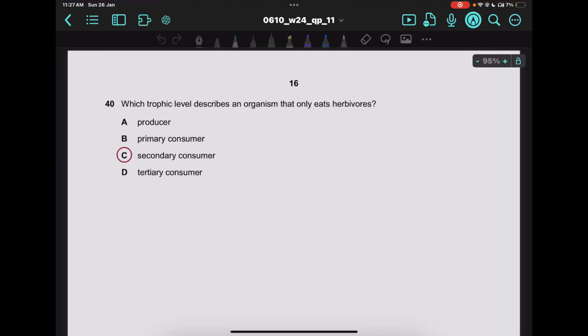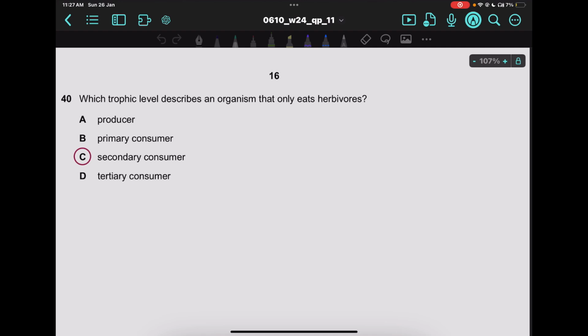40. Which trophic levels describe an organism that only eats herbivores? So we have the producer, which is number one. Producers are always plants. So primary consumer is the one that eats the plant itself. So this is basically like a vegetarian. This is not herbivore. This is vegetarian because it only eats plants. And herbivores means that it is an animal that eats only plants. So this is basically the secondary consumer.